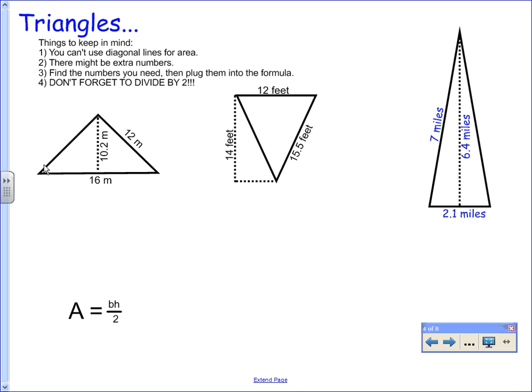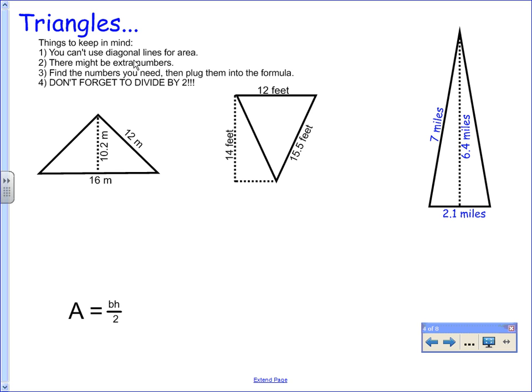Triangles are still easy. It's still the same thing. You're just using a formula, and the formula is right here. Area equals base times height over 2. You don't have to memorize any of these formulas. They're going to be given to you during every test you take over this. The thing about triangles is kids forget to finish. So a couple of things you need to keep in mind.